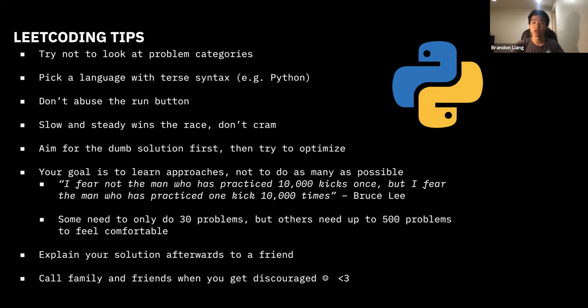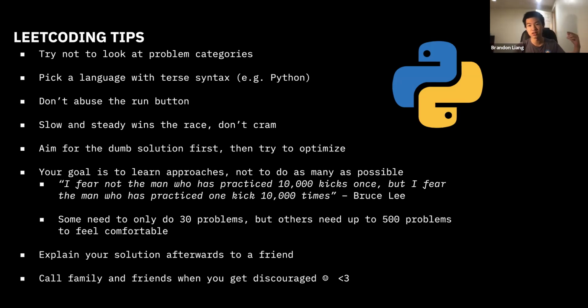The goal behind LeetCoding, as I mentioned, is to learn approaches. Don't make it your goal to do as many as possible. Don't look at somebody who's done, oh, I've done 600 LeetCode problems, and think, I've only done 50. Just don't do that. Your goal is to learn approaches, and it can take people only 30 problems, but others can need like 500 to feel comfortable with that pattern recognition. And I really like this quote from Bruce Lee that says, "I fear not the man who has practiced 10,000 kicks once, but I do fear the man who has practiced one kick 10,000 times."